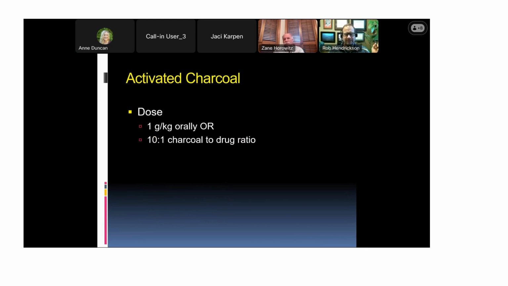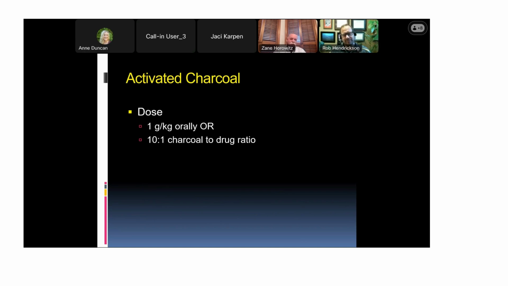The dose is 1 gram per kilo. So if you have a 1-year-old, that's 10 kilos, you give them 10 grams of oral charcoal. If you have an 80-kilo adult, it could be 80 grams, although I think most people just stop at 50. Although there are some places that give up to 100, but I think most are just giving 50 grams for an adult.